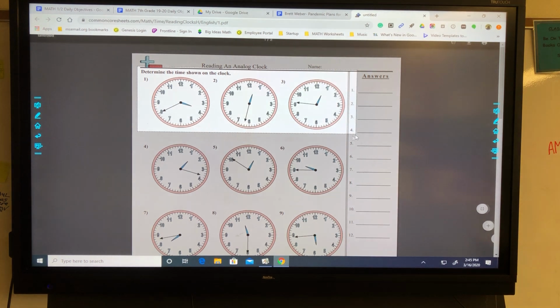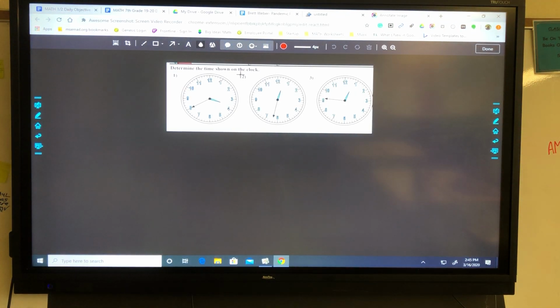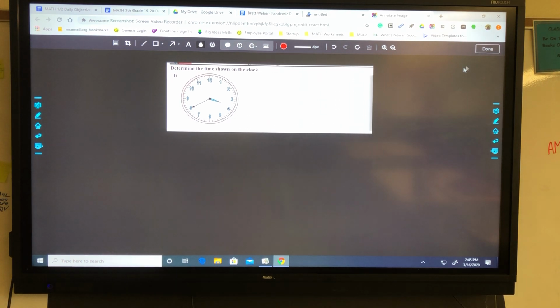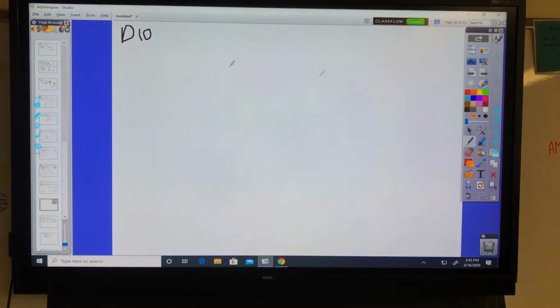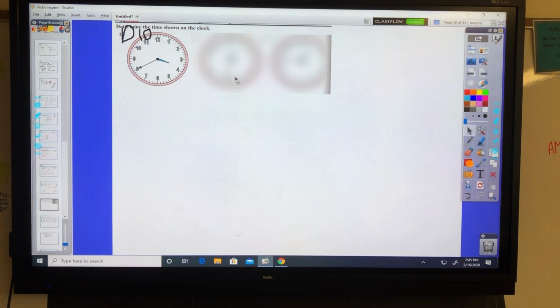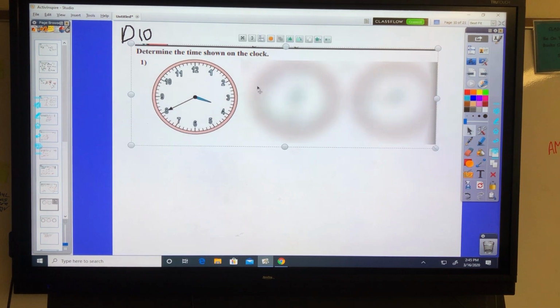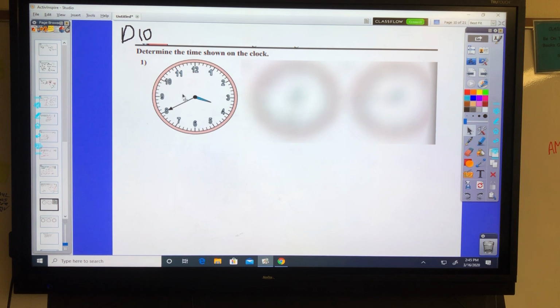Determine the time shown on the clock. And I'm just gonna blur a couple out because we really don't need 2 examples. All right, I'm gonna take this, right click it, copy it, and throw it in day 10 as our activity. Okay, yeah, you know what, I just skipped it. Oh well, but that's not a big mistake there. All right, so let's go to day 10.